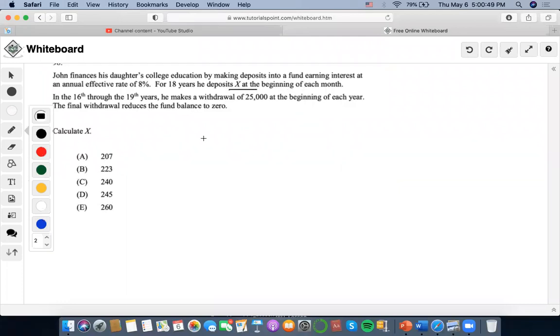Well, he deposits X at the beginning of each month, but we have an annual effective rate, right? So let's first convert the annual to monthly. That's the first part that we're going to have to do.